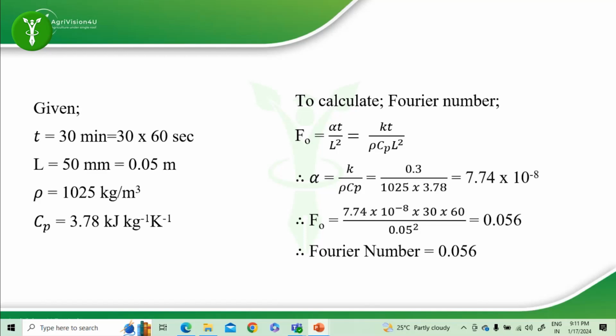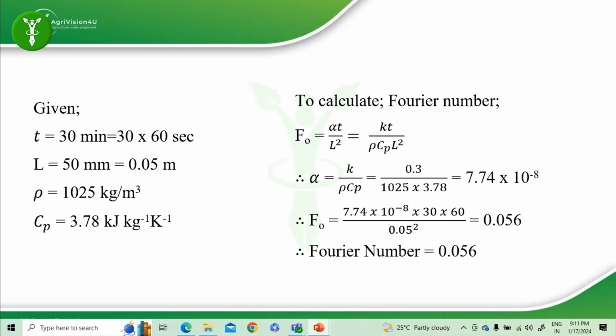Since we know the value of alpha, this can also be written as K t divided by rho Cp L square. So alpha can be calculated as K divided by rho Cp.